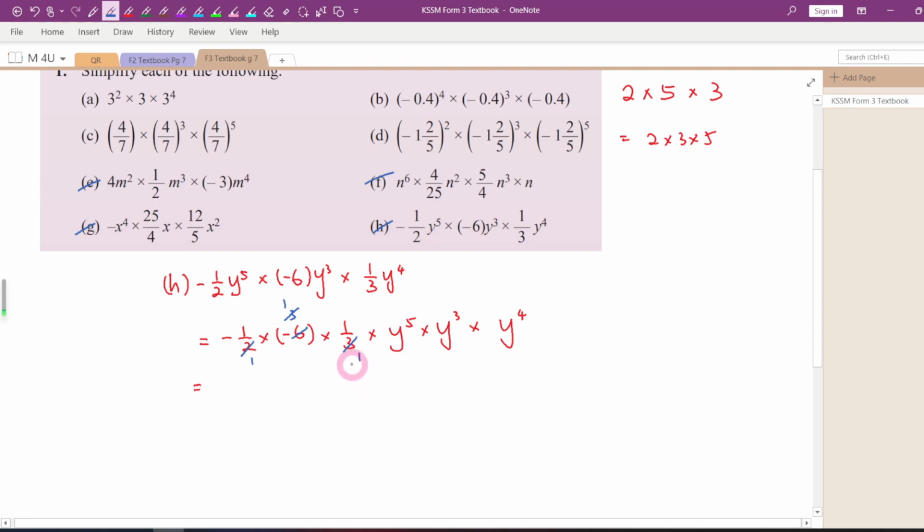Okay, now we have to be more careful. You have a negative over here, and another negative over here. Negative 1 times negative 1, you will get positive, right? Positive 1, you don't have to write the 1. y power 5 plus 3 plus 4. So our final answer will be y power 12. Okay, this is our final answer.